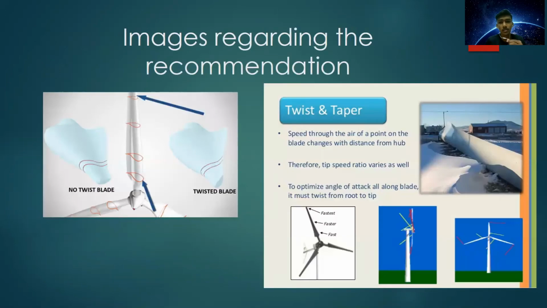So these are some images regarding the recommendation. So we can see here where it doesn't have a twist blade. This is the twist blade. So these are some of the advantages of using the twist and tapered blade. So this kind of blade can be taken into consideration while building a next turbine blade to have a better efficiency.